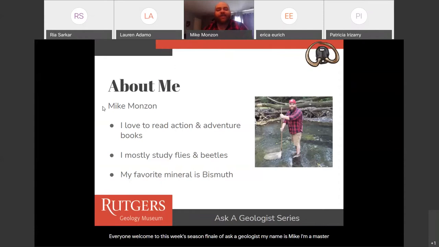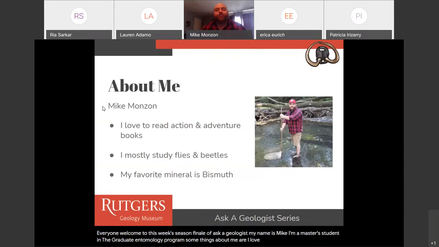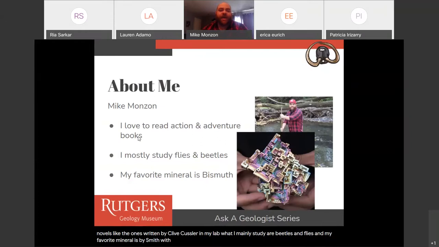Some things about me are I love to read action and adventure novels like the ones written by Clive Cussler. In my lab, what I mainly study are beetles and flies. And my favorite mineral is bismuth, which you can see right here. I like it because it naturally forms these cool colors and shapes.